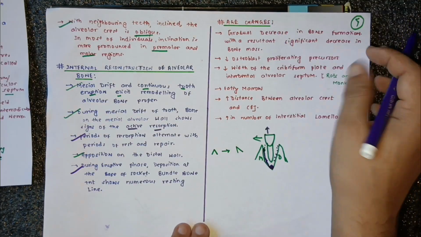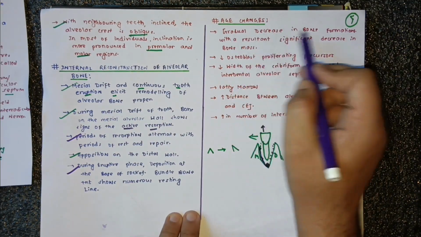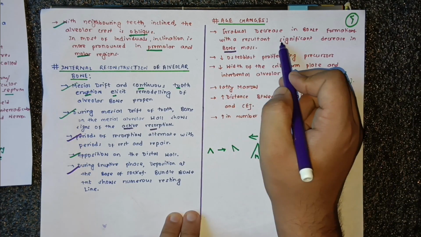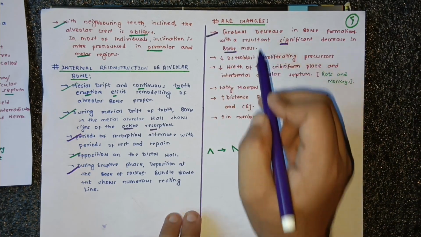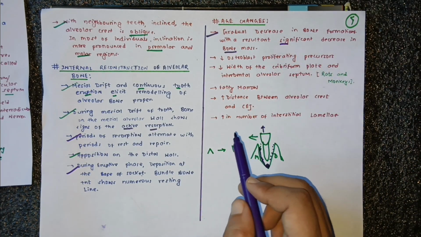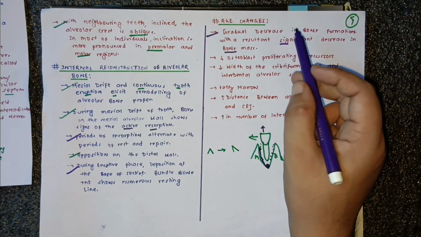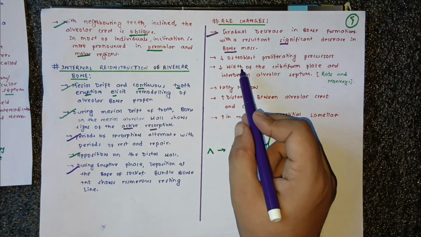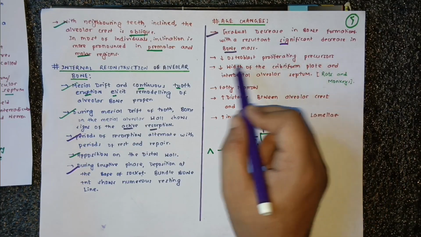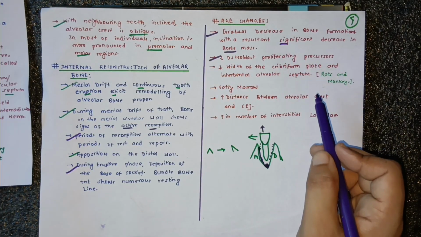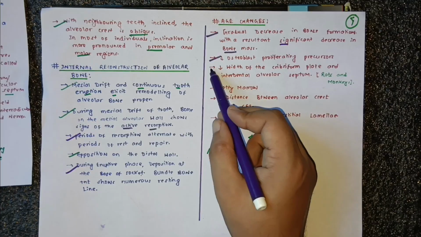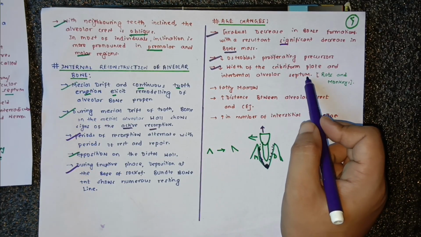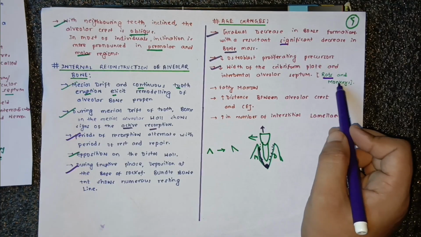After that, in the age changes, there is a gradual decrease in bone formation with a resultant significant decrease in bone mass. Osteoblast proliferating precursor cells are also decreased, and there is a decrease in the width of the cribriform plate and the interdental alveolar septum. That is mostly in rats and monkeys.